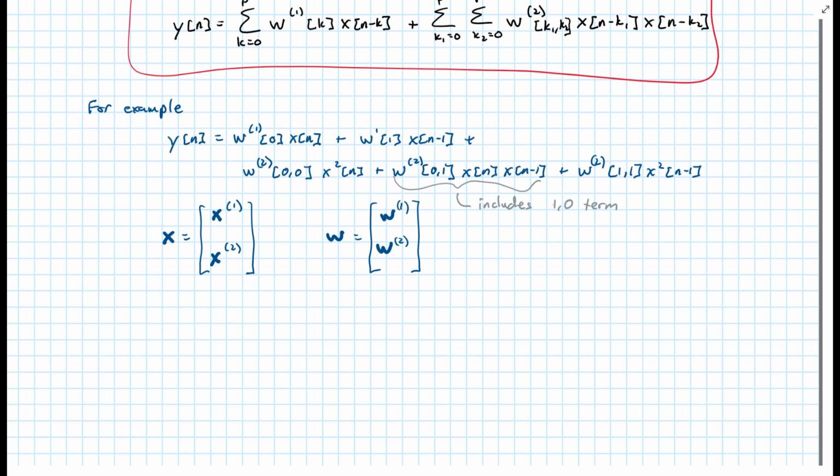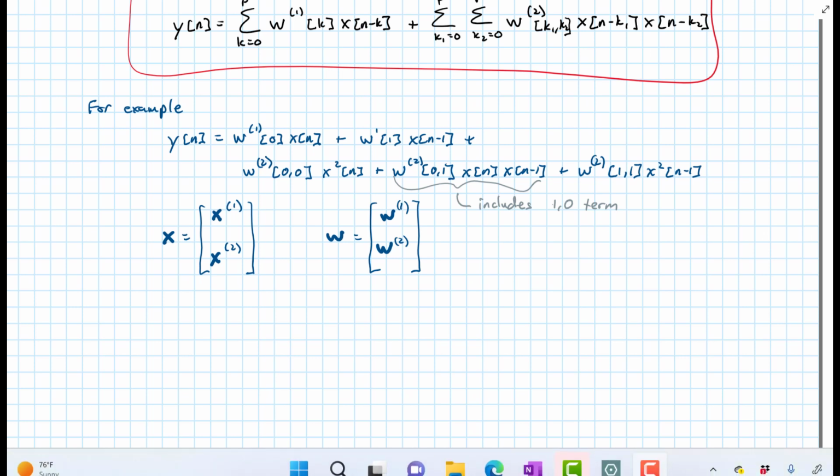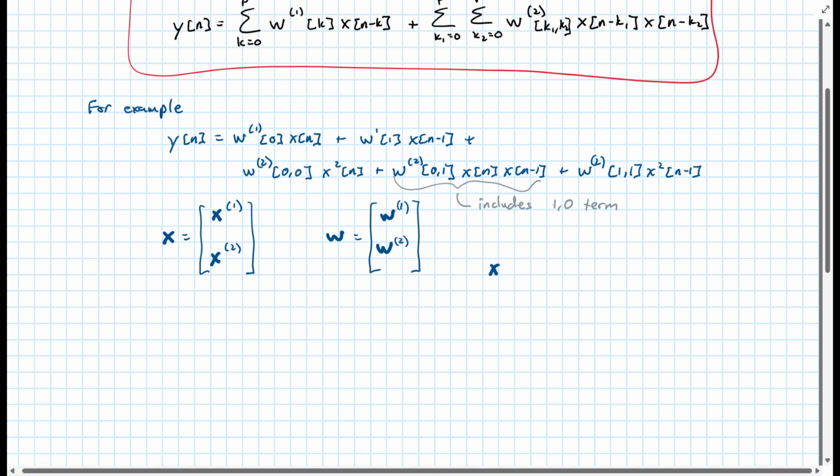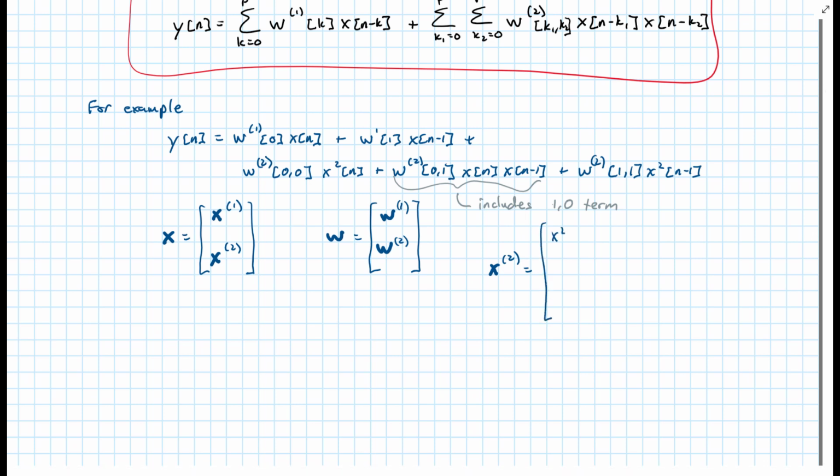So we can define our W1 matrix like this and our W2 like that. Or our X matrix and our W matrix as shown here. In this case, X2 is going to include x squared of n, x(n) x(n minus 1), and x squared of n minus 1. And W2 will be the corresponding coefficients as you see there.